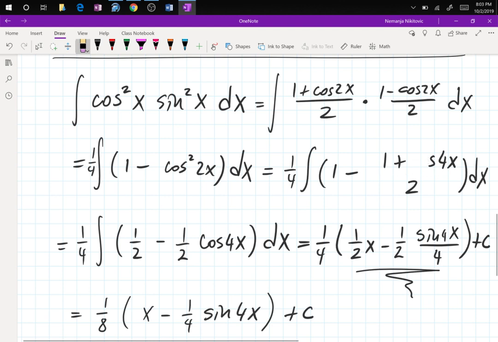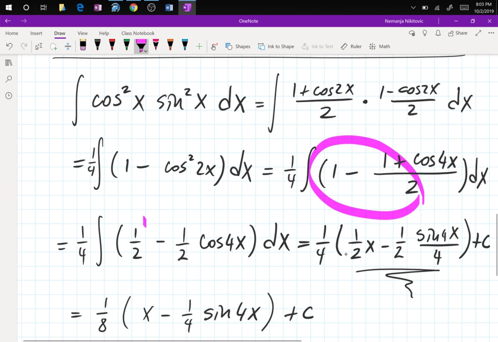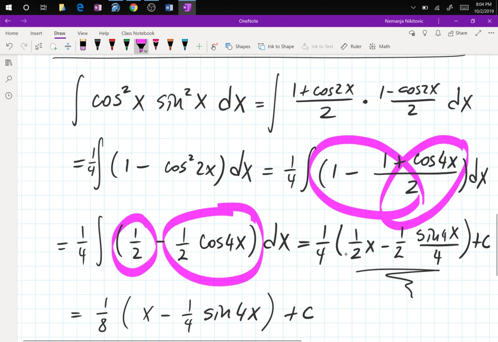Because when you combine, oops. Never mind. When you combine these, you get a half. And then you have this one, which is a half cosine, which is the second one. And then you integrate each one.